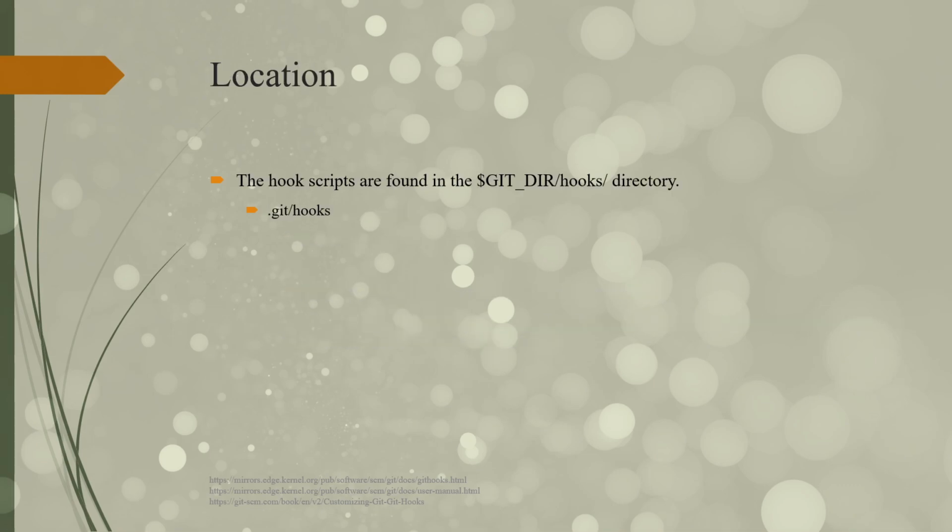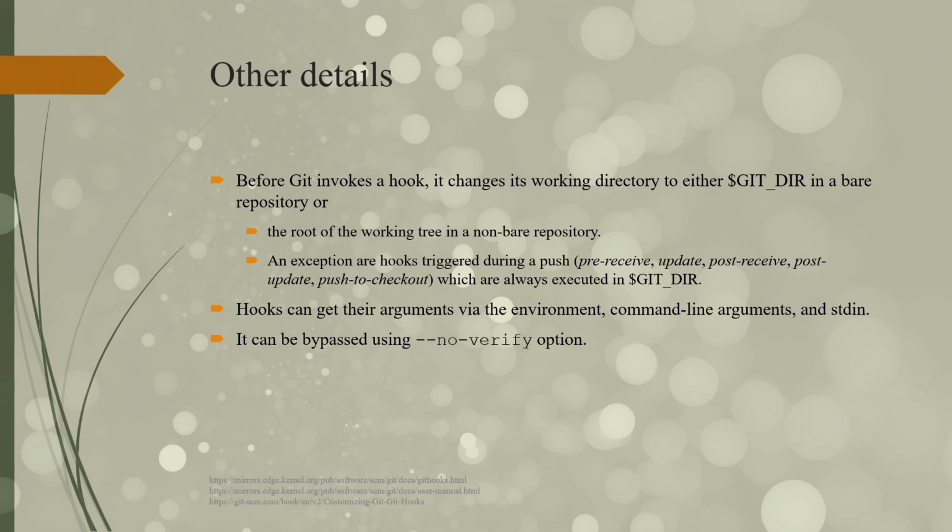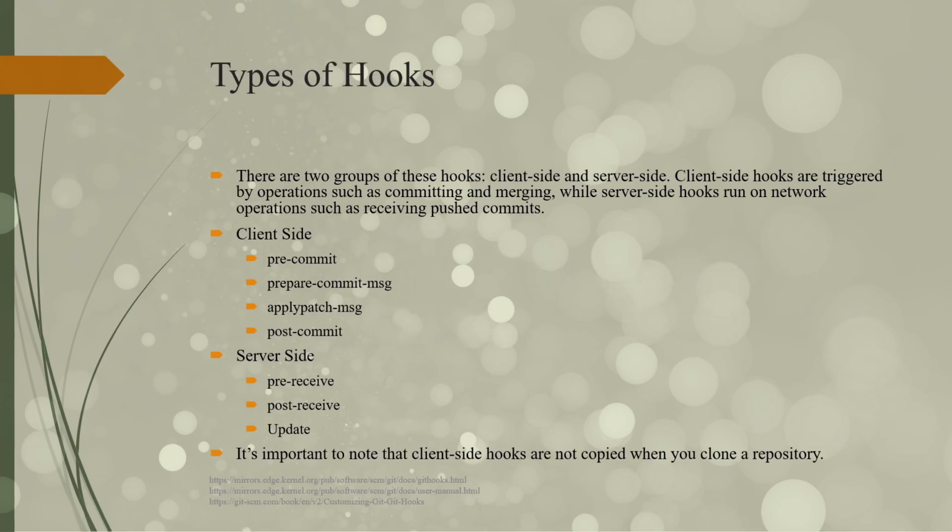Location. You will find predefined Git hooks in the .git/hooks directory. Once you have defined the hook and it is working as expected, in any case, if you want to bypass those checkpoints, if you want to bypass those validations, you can add the --no-verify option in that Git command. We have two types of hooks, client side and server side.